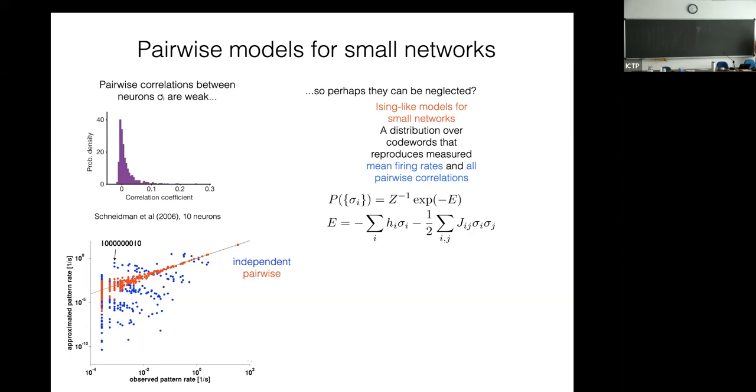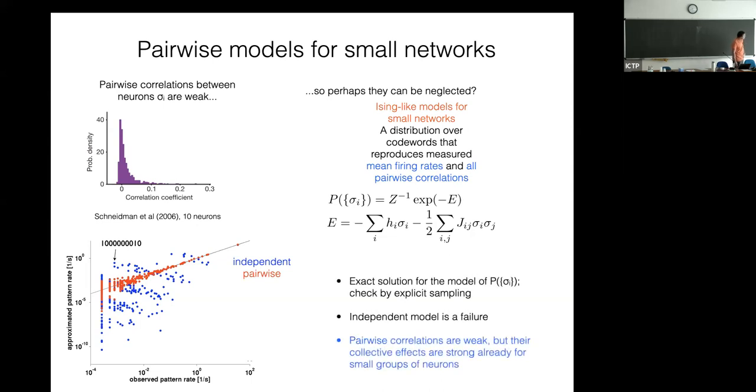And so the statement of that paper, I mean, it makes other statements, but the statement of the paper is that the independent model is a failure, even though every individual pairwise correlation coefficient is small. Together, many weak pairwise correlation coefficients lead to large collective effects, meaning large shifts in the joint pattern of activity, in this case of 10 neurons, right? So pairwise correlations are weak, but their collective effects are strong already for these small groups of neurons.